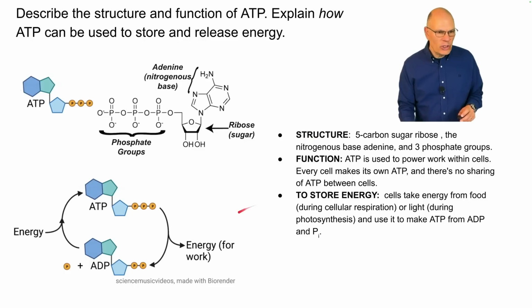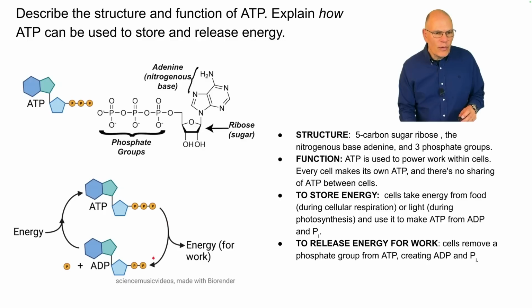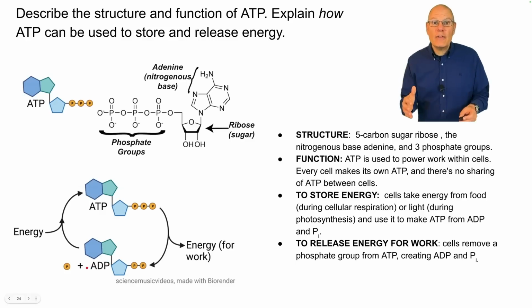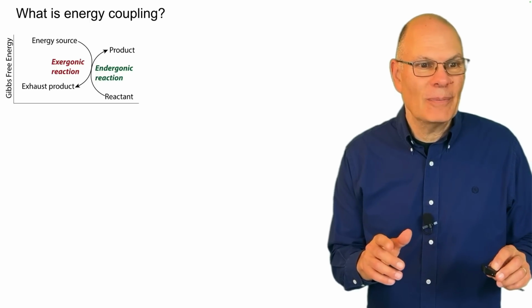And to store energy, what happens is that cells take energy from food during cellular respiration or light during photosynthesis and use that to combine ADP and a phosphate group into ATP. And to release energy for work, cells remove a phosphate group from ATP. They break off this terminal phosphate group, and that creates ADP and phosphate, and that makes energy available to do cellular work. What is energy coupling?